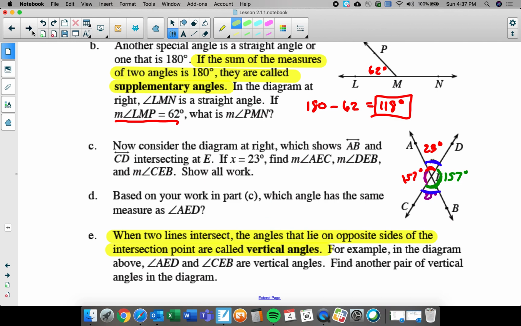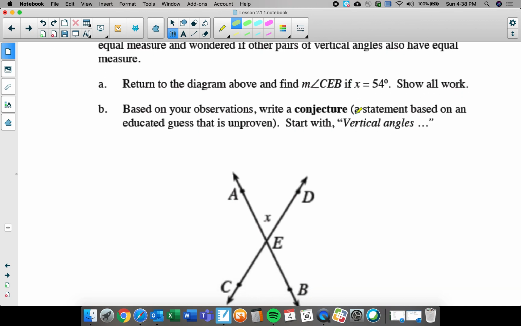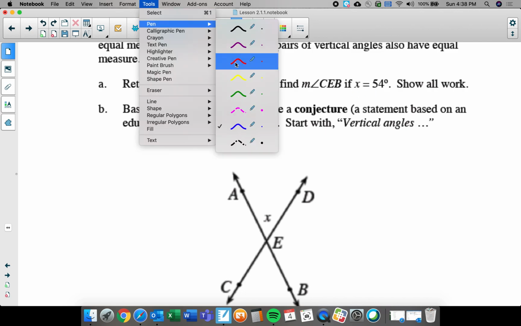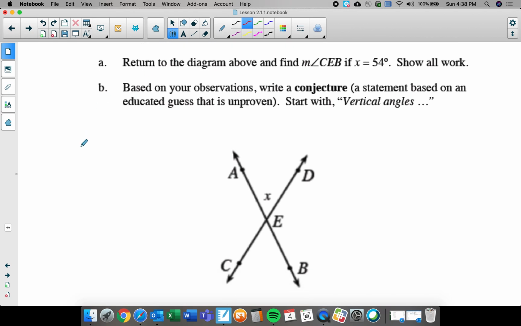So now if we take a look at the next problem. It says here, Travis noticed that the vertical angles in C and D had the same measure. He wondered if that's also true for any other measure. So if we take a look, it says let's find angle CAB if x equals 54. So let's go back to our pen here and let's put that in here. So if x is 54 degrees, let me pencil that in here. And now if I do the exact same idea, we can do supplementary, we can do vertical, all that kind of stuff.